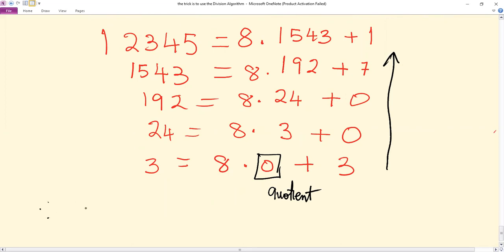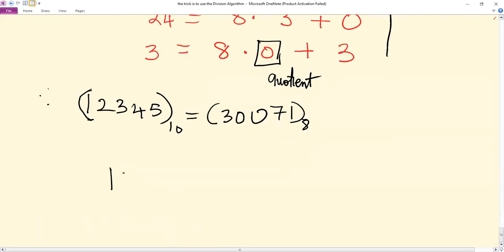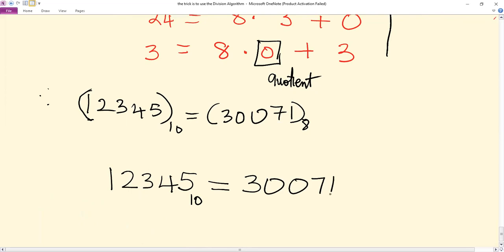Therefore, 12345, which is a number in base 10, equals 30071 in base 8. Or you can write it as 12345 with subscript 10 equals 30071 base 8. So that is how we do that problem. Thank you.